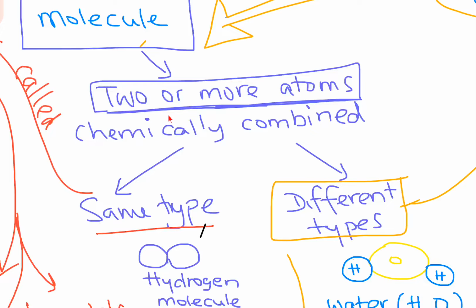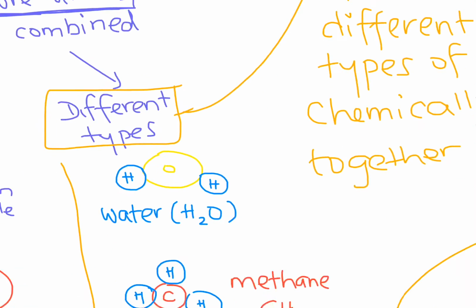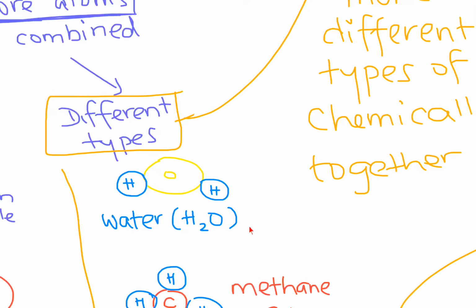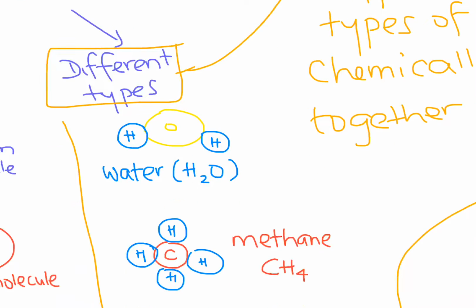But molecules can also be formed if there is different types of atoms that combine together. For example, water, there is hydrogen and oxygen that combine together to form water, and this is called a formula, H2O. This means that there is two H and one O. This is what is shown in that diagram. 2H, 1H, 2H, 2H and 1O.